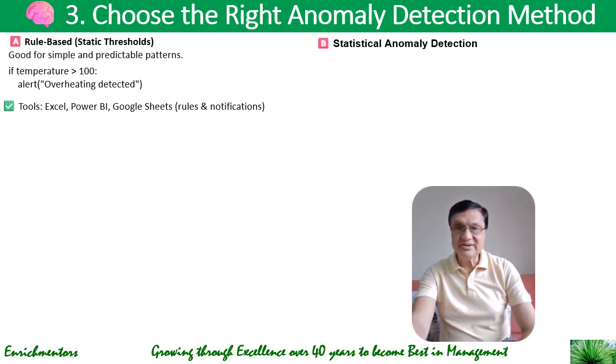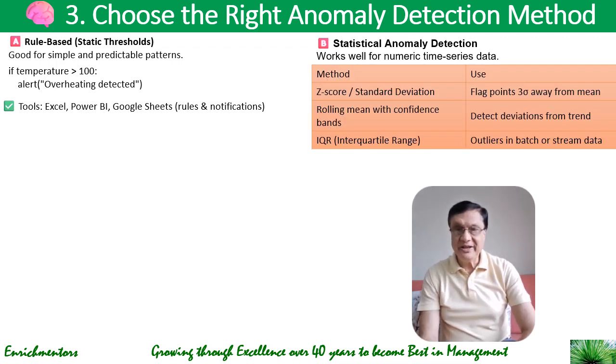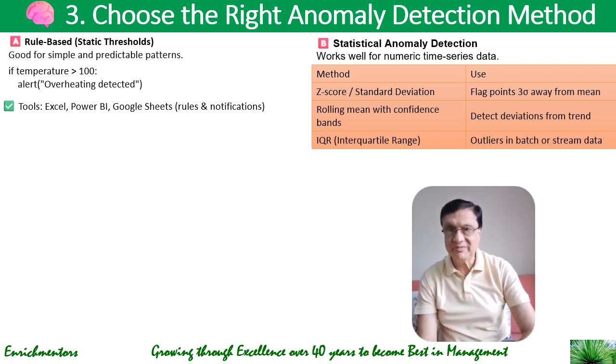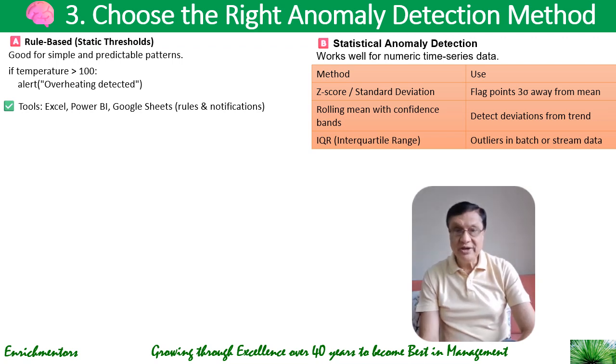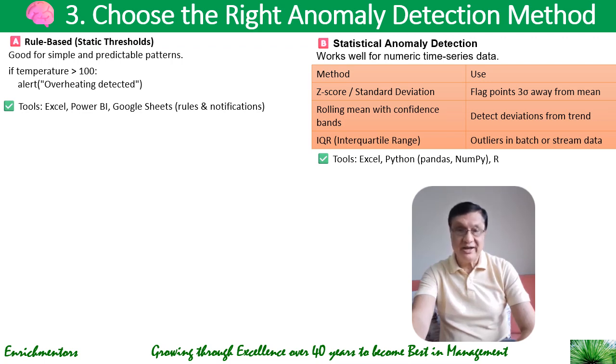Then you could use statistical anomaly detection, which works well for numeric time series data. And there are different methods for different uses. You could use z-score or standard deviation method to flag points 3 sigma away from the mean. You could use rolling mean with confidence bands to detect deviations from trends, or you could use interquartile range, IQR, for outliers in batch or stream data. So these are some methods for different usage. Now the tools that you can use are Excel, Python, and in Python, Pandas and NumPy, or R itself.